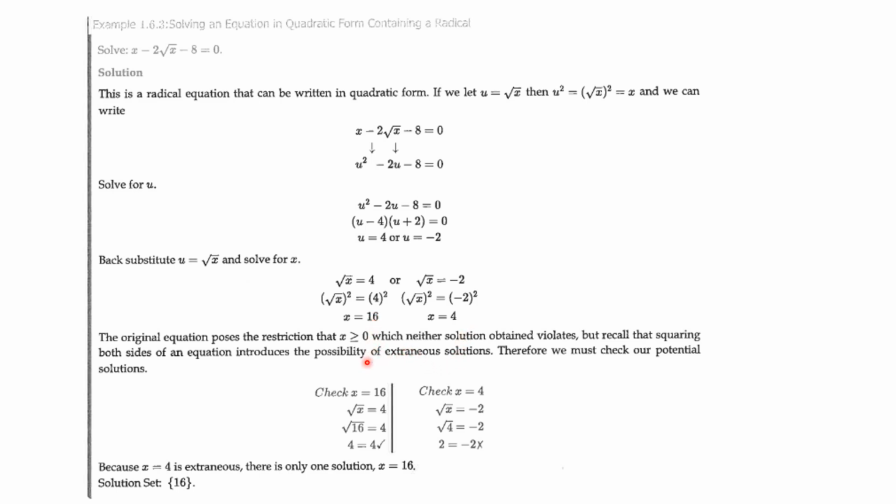Now, the original problem imposes the restriction that x is bigger than or equal to 0, because we don't want to have a non-real number. Squaring both sides introduced the minus 2, and so that was an extraneous solution. Since x equals 4 is extraneous, there's only one solution, x equals 16. So the solution is x equals 16.